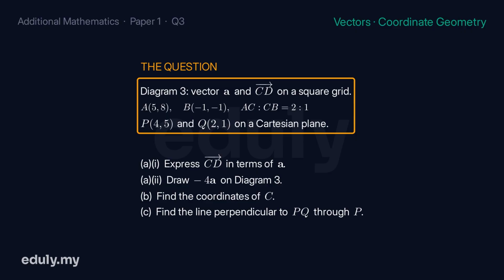Here's what we're given. The grid with vectors A and CD, the points A and B with their ratio, and the points P and Q. And here's what we must find. Express CD in terms of A, draw negative 4A, find the coordinates of C, and the equation of the perpendicular line.